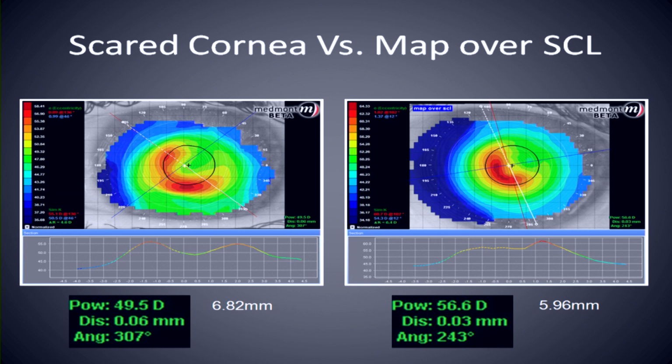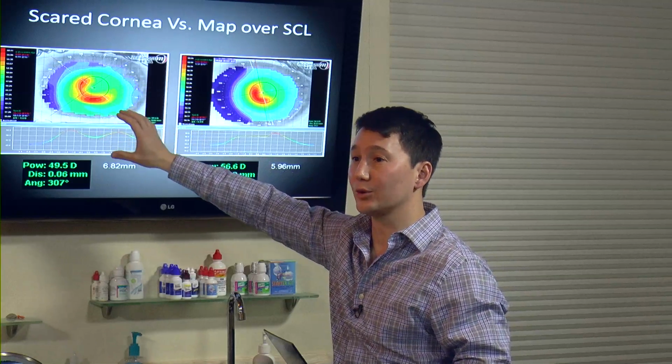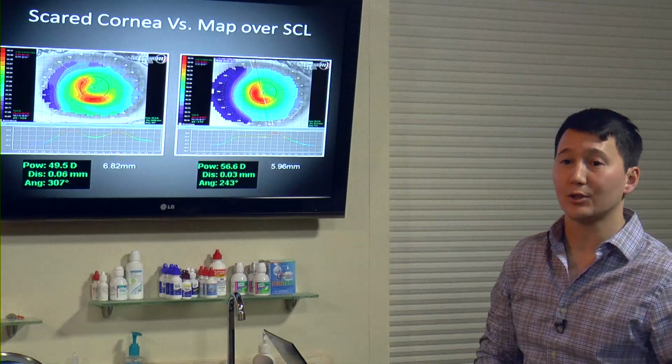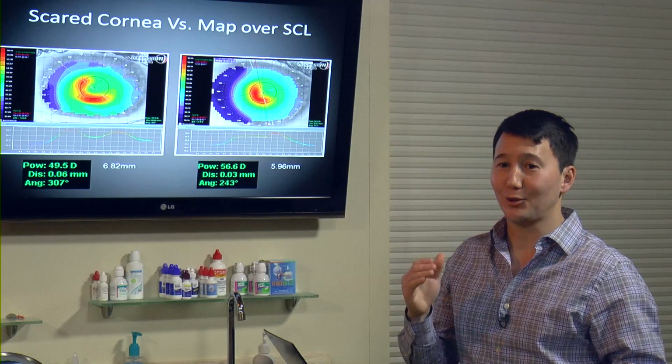So when you compare those two, if you click your cursor in the center, without the contact lens on, with all that scarring, the topographer thinks the apical radius is 49.5. Putting on a low +1 diopter soft lens, the topographer now thinks the apical radius is 56 diopters. So there's a 7 diopter difference between these two images. And it's purely because the scarring caused a lot of distortion in the placido. So one thing that we teach our students is never ever trust your corneal topographer. It lies to you constantly.